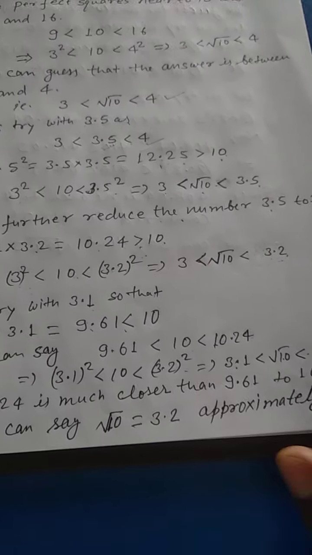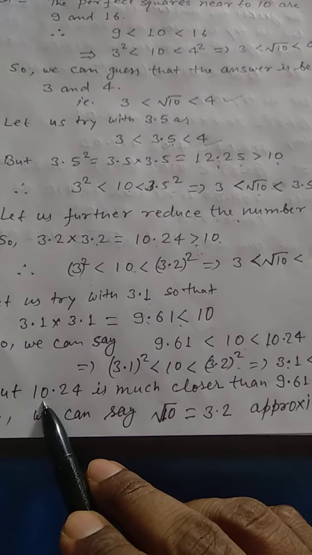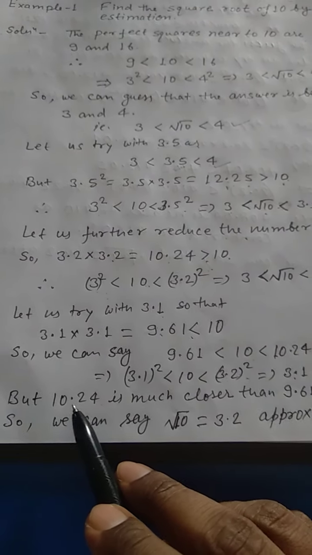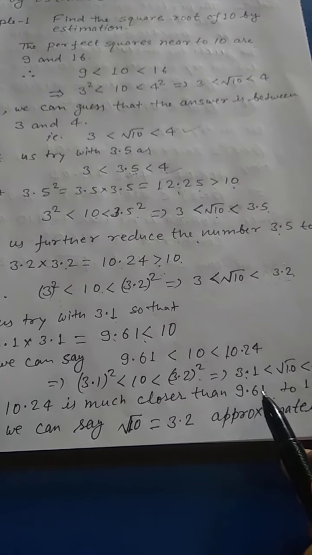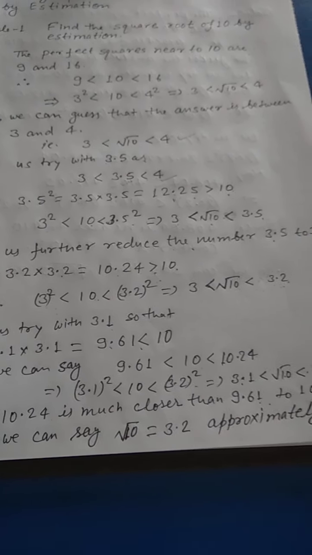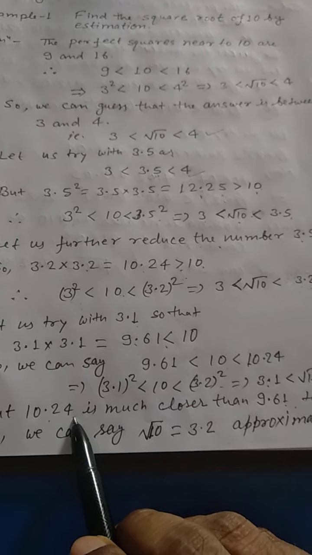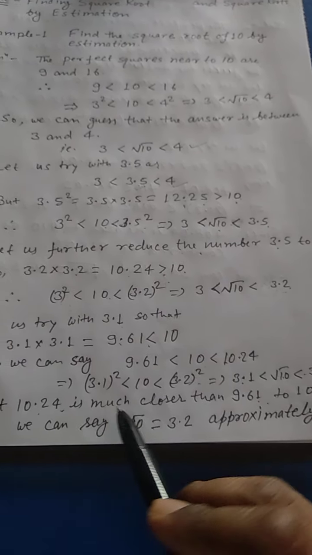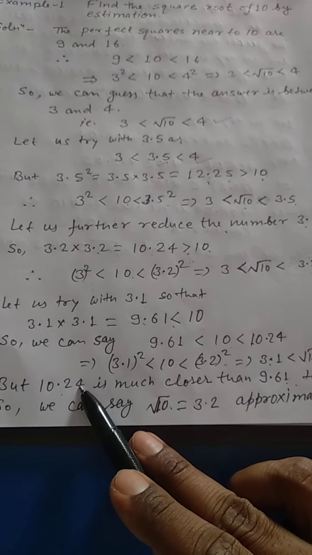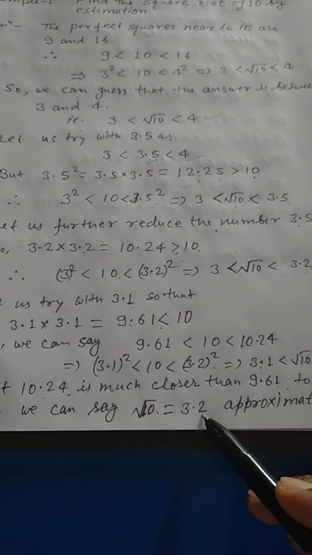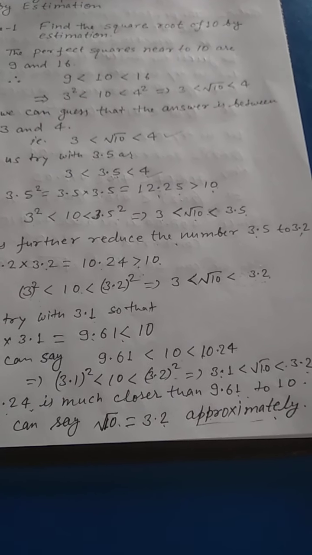And 9.61 and 10.24. So 10.24 is much closer than 9.61. It means 10 is nearer to 10.24. So you can say that the square root of 10 is the square root of 10.24, that is 3.2. But it is an approximate value. So it is written here approximately.